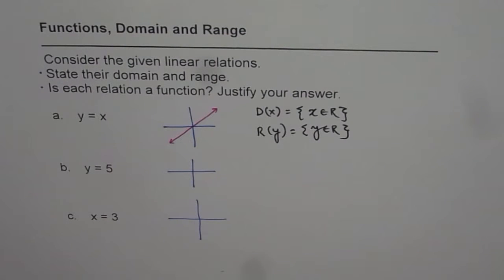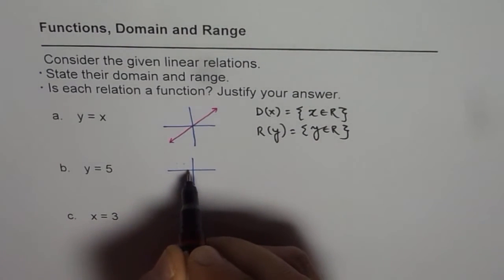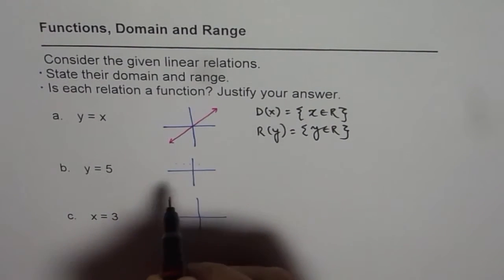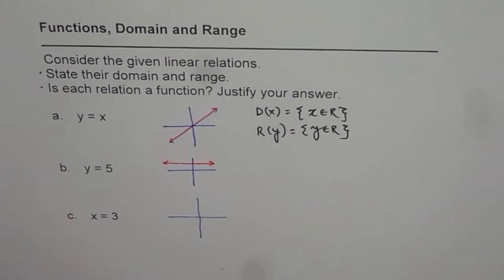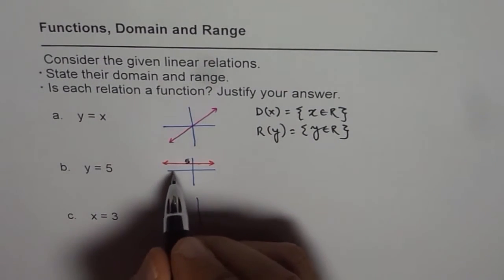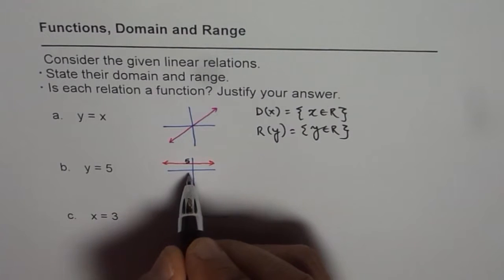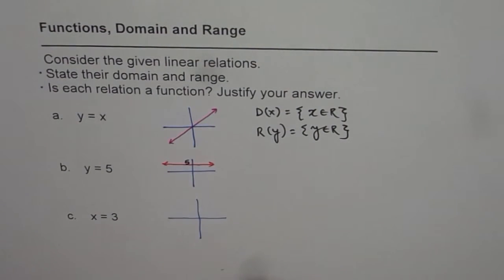The next example is y equals 5. Now what does that mean? It means that for every x value, y value is 5. That means it is a horizontal line, right? That is y equals 5. So with y-intercept of 5, correct? So every x value is associated with one y value, which is just 5.